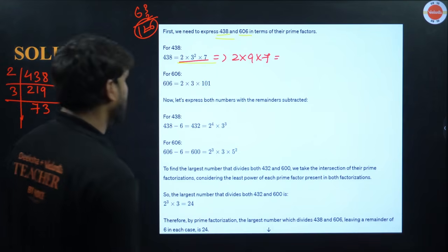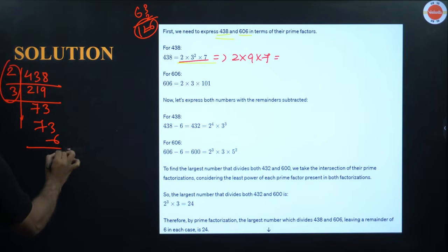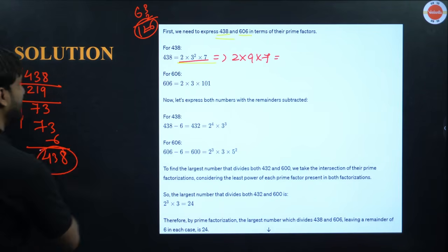Okay, perfect. So this is 3 times 6, and 73 times 6 will be 18, and 7 3s are 21, 7 6s are 42, and 42 and 1 is 43. This is the correct answer.